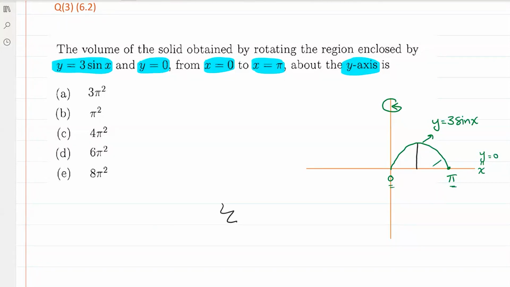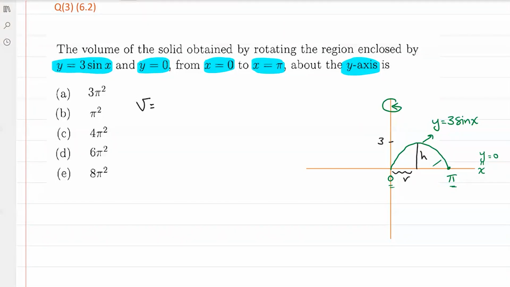Okay, let me try now. Yes, this is the radius, and the height of this line will be h, the height. Is that clear, guys? Of course the amplitude is 3 here. Now, how to find the volume? Omar, can you give me the volume using the cylindrical shell method?